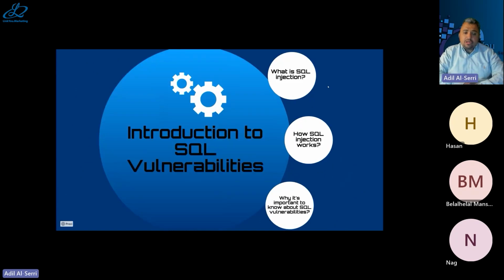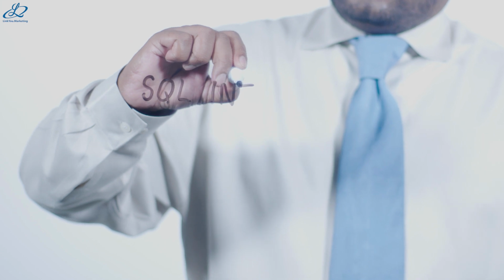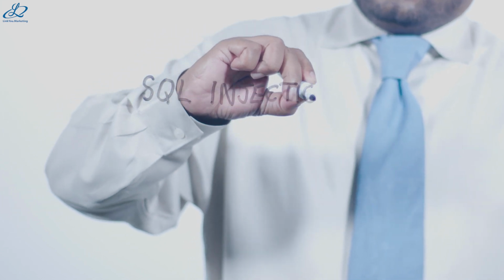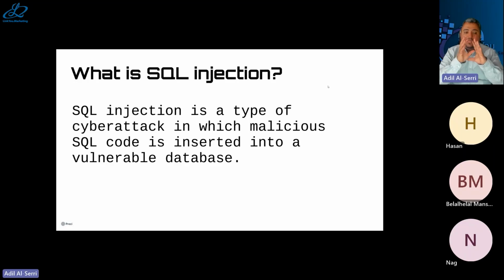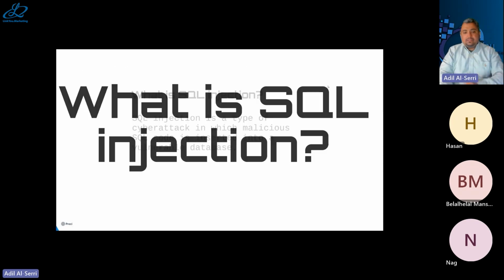The first thing we will talk about is the introduction to SQL vulnerabilities. We have three things here. The first one is, what is SQL injection? SQL injection is a type of cyber attack in which malicious SQL code is inserted into a vulnerable database.